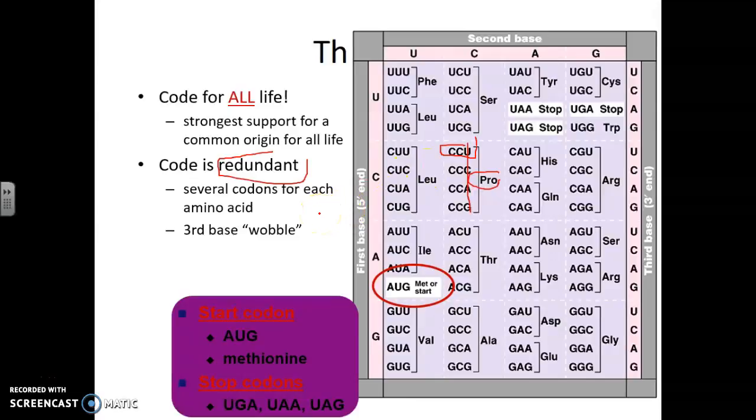And what that means in many instances, not all, so for example, if you see here in this box, the third base does matter. If the third base is A, it's GLN, and if the third base is C or U, it's histidine. So sometimes the third base doesn't matter, but in many cases, all along this column in particular, it doesn't matter what the third base is, it will still code for the same amino acid.